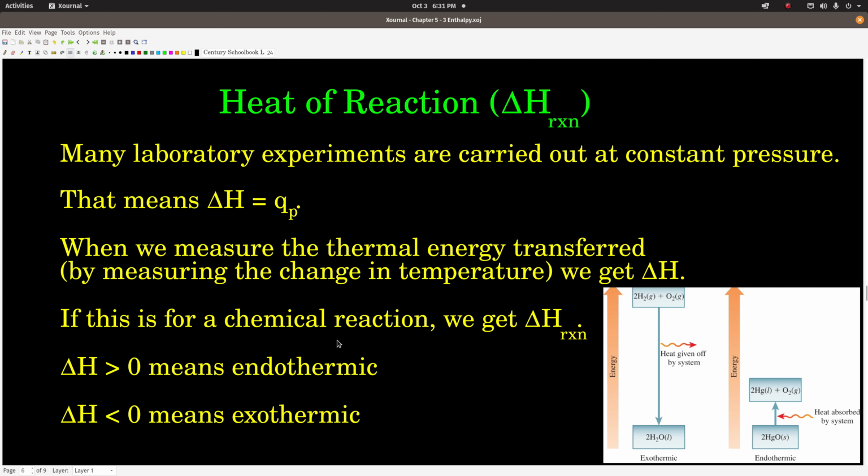So the idea is we talk about processes from the point of view of the system. In this case, the system is the chemical reaction. So if you were the chemical reaction and you gained energy, that would be endothermic, so your delta H would be positive. If you lost energy, that's exothermic.